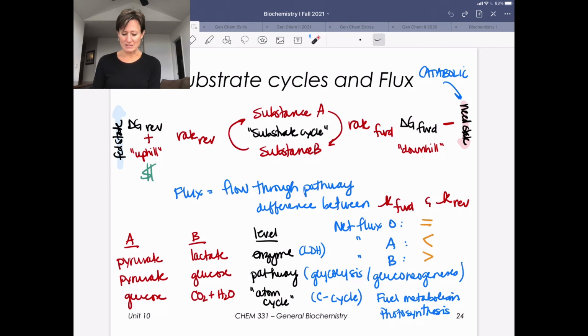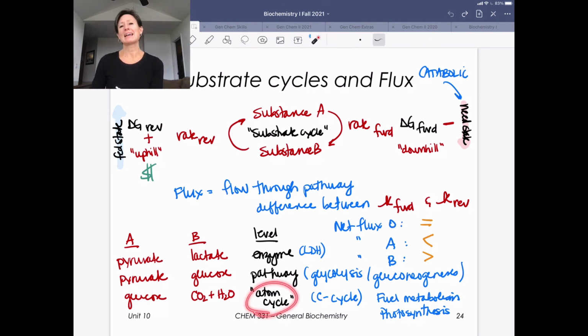For example, we can think about the interconversion of glucose and pyruvate. Glucose to pyruvate is glycolysis, pyruvate back to glucose is gluconeogenesis. So that's a substrate cycle when we're considering entire metabolic pathways.